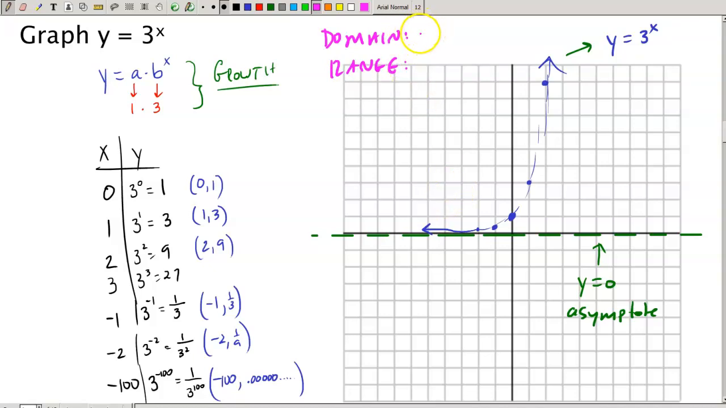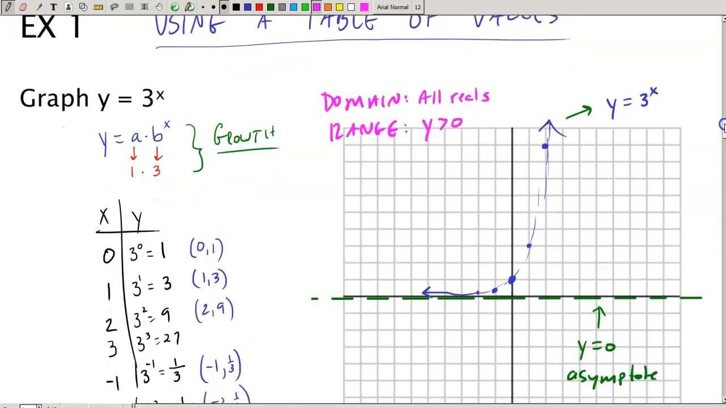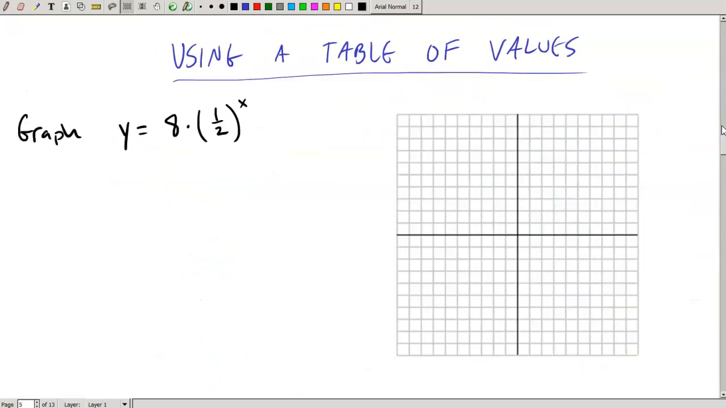The domain is going to be all reals. It means I can plug in any number for x, and I'll get some kind of output. But the range is not all reals. The range is going to be only positive values. If you look at the asymptote, we're only graphing things above 0. So my range is y is greater than 0. Okay, so this is an example of taking a function, using a table of values, and plotting the function from that. All right, so let's look at another one of these.